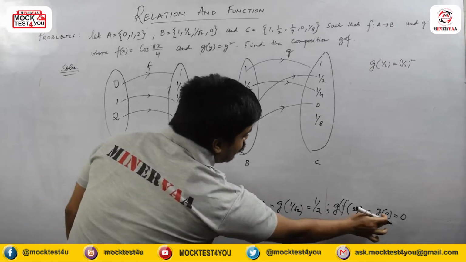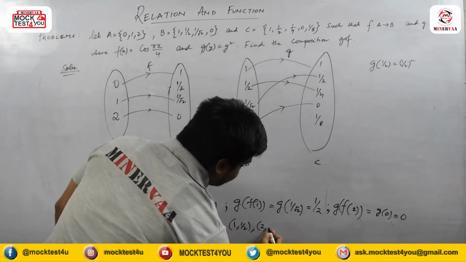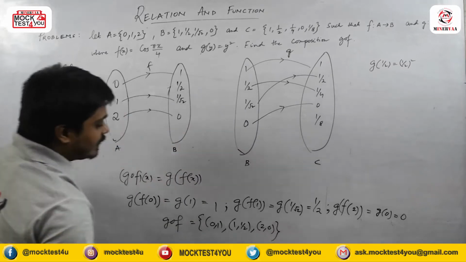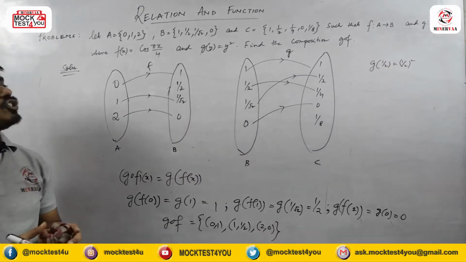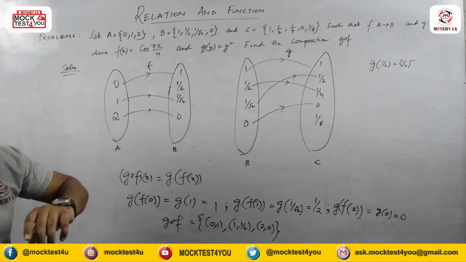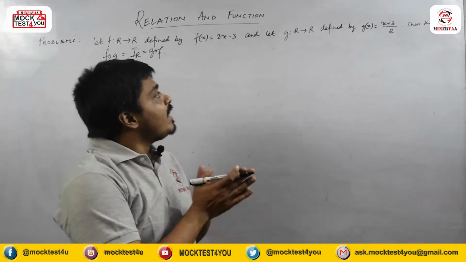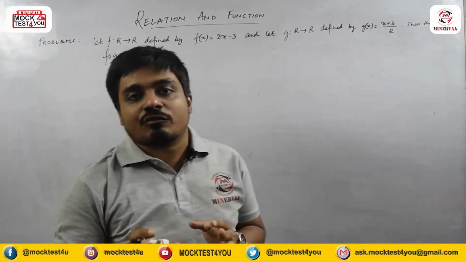Then what do you have? 2 comma 0. So that's how we find composition of two functions. So we are into our fourth question of the day.